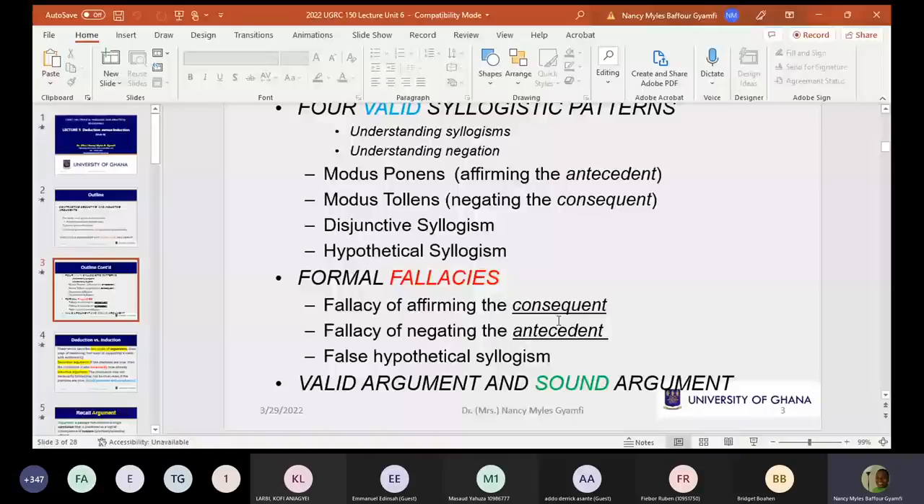The second one is called the fallacy of negating. Look up there. When we are going to negate, we know that we should rather negate the consequent so that it will be called modus tollens.